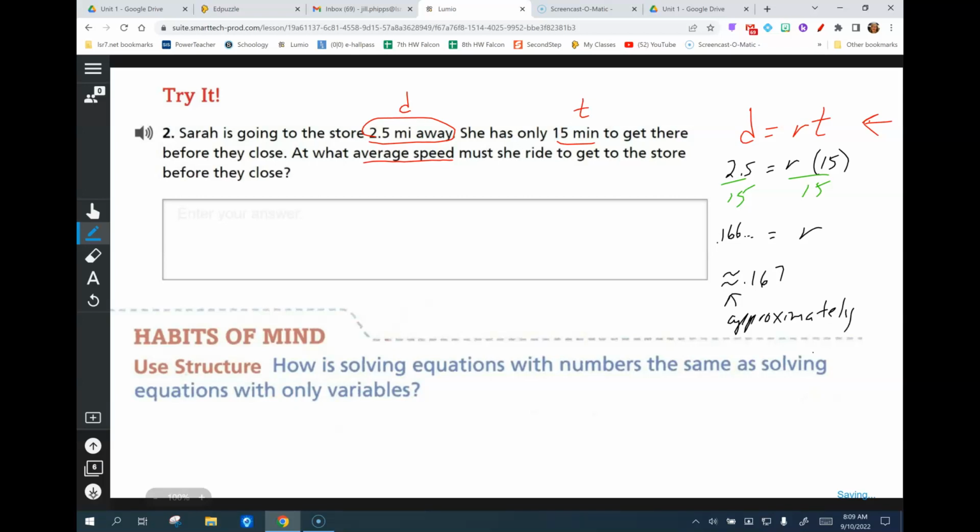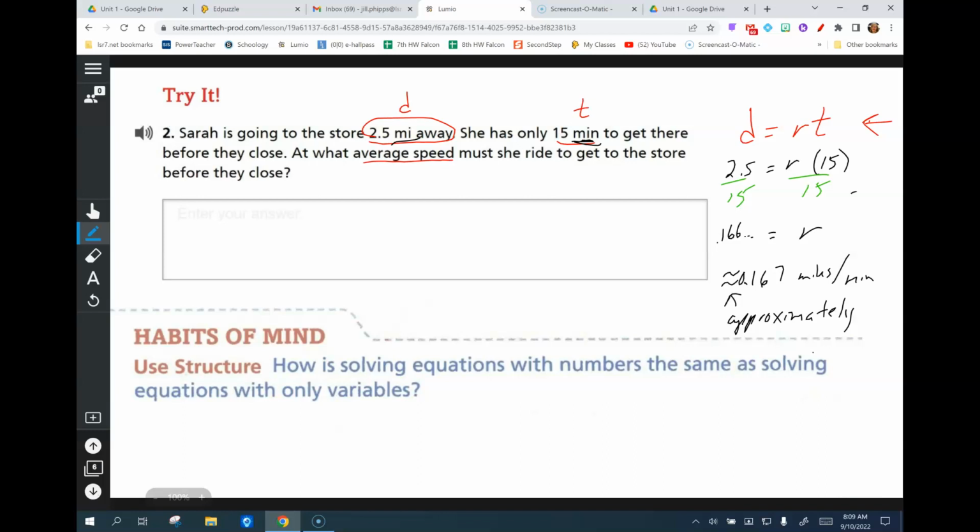Okay, approximately, oh, don't forget that 0. Approximately miles per minute. So approximately 0.167 miles per minute. And I know that because that's what I have right here. I would use that. Okay, not really useful.